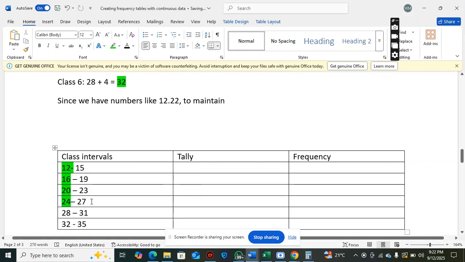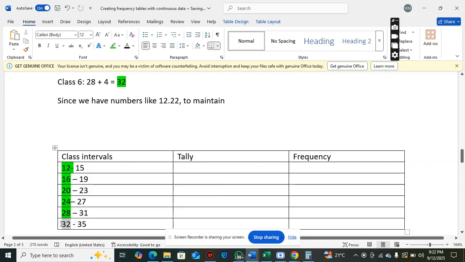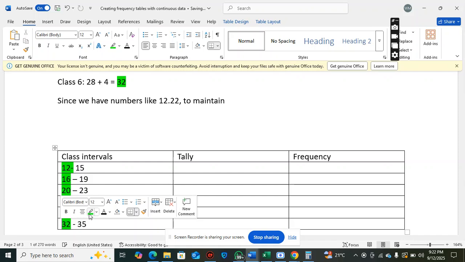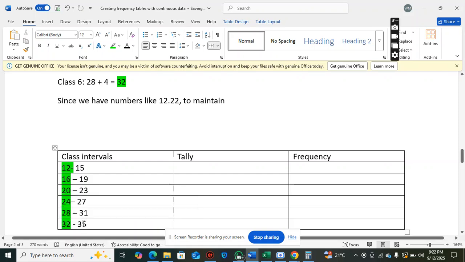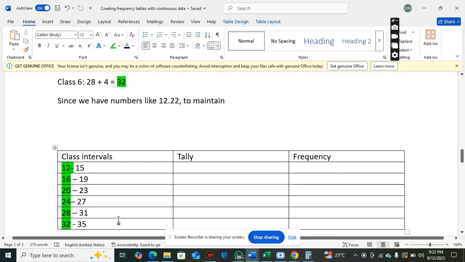Next class, the lower limit is 24. The class width is 4, so 24, 25, 26, 27. 4 numbers. Next class, 28. It's going to be from 28 to 31. Again, another four numbers. In the next class, 32, 33, 34, 35, another four numbers. So now I've made the class intervals.